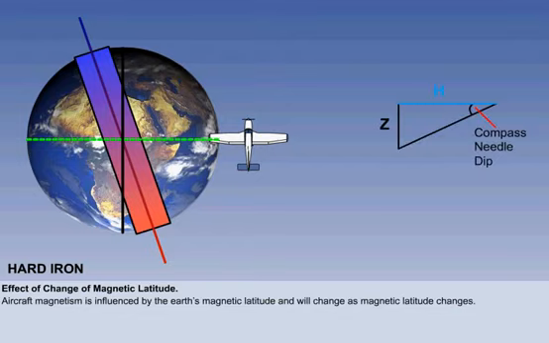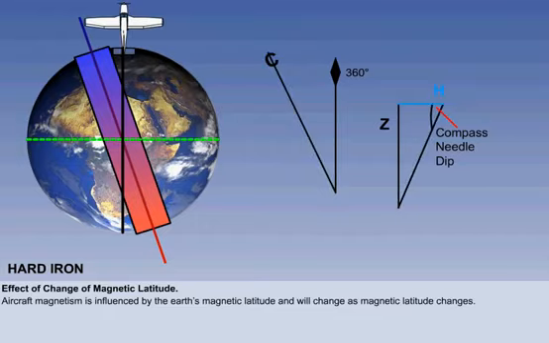We know from the lesson which dealt with magnetic dip that the Z component of the Earth's magnetic field will be at its weakest at the Earth's magnetic equator and strongest at the magnetic poles. Conversely, the horizontal component of the Earth's magnetic field, which we called the H component, reduces as the Z component increases. In other words, the H component will be at its strongest at the Earth's magnetic equator and at its weakest at the magnetic poles.